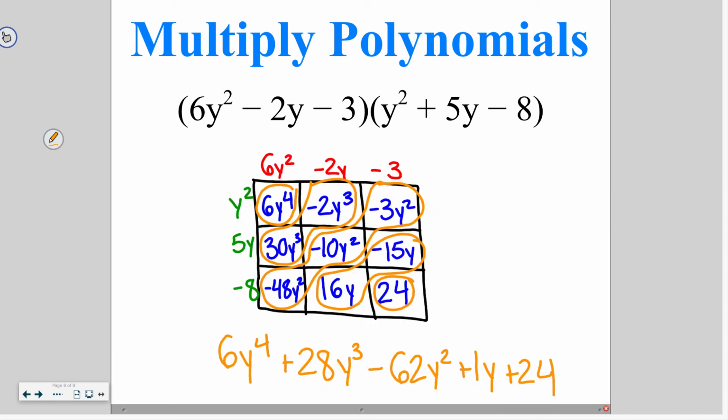Making your 3 by 3 box, you end up with 6y to the fourth plus 28y to the third minus 62y squared plus y plus 24.